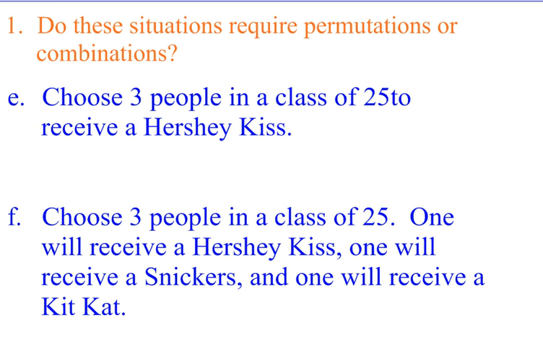The last 2 we're going to look at are choose 3 people in a class of 25 to receive a Hershey Kiss. Since everyone's getting a Hershey Kiss, it doesn't matter the order I hand them out, so that'd be a combination.